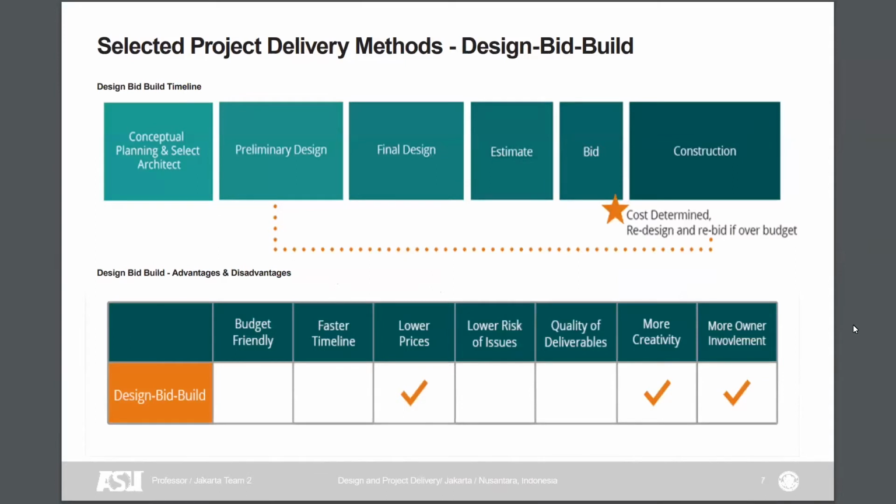And in the end, we decided design, bid, build would be the best for our needs, as it allows for redesign and rebid if need be because of the timeline that this one follows. And then ultimately, it was the one that had the lowest cost. It allowed for more creativity and allowed for more owner involvement.